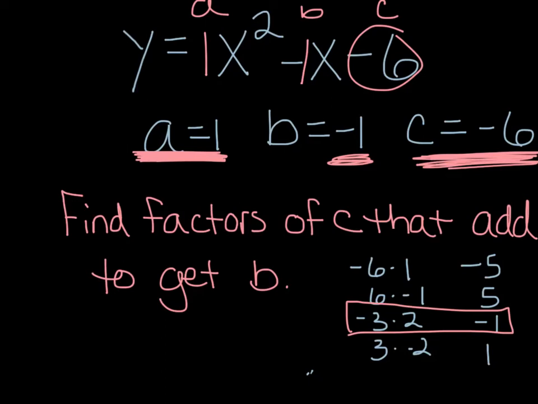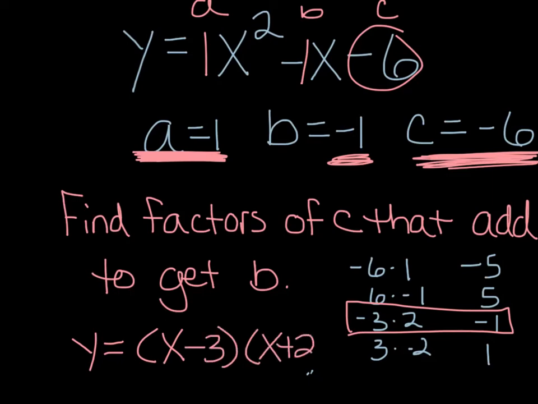Once you've done that, you just use those as your P and your Q in your factored form. So your factored form is y equals x minus 3 times x plus 2. Because if you were to FOIL this back out, you'd have x times x. Let me use this little pointer here. X times x is x squared. X times 2 is 2x, and negative 3 times x is negative 3x, and negative 3 times 2 is negative 6. And so if you notice, we started with this when we FOILed it out, and that's what we ended with. So that's how you factor.